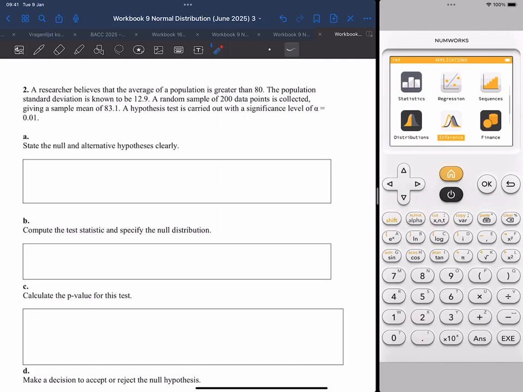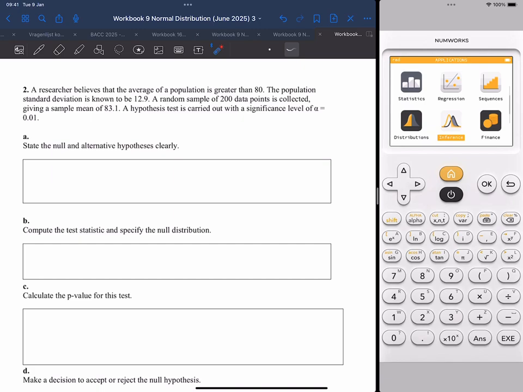Okay, question 2 here. Let's get into it. So the first thing we're going to do is read the question. Question 2. A researcher believes that on average the population is greater than 80. The population standard deviation is known to be 12.9, and a random sample of 200 data points is collected, giving us a sample mean of 83.1.